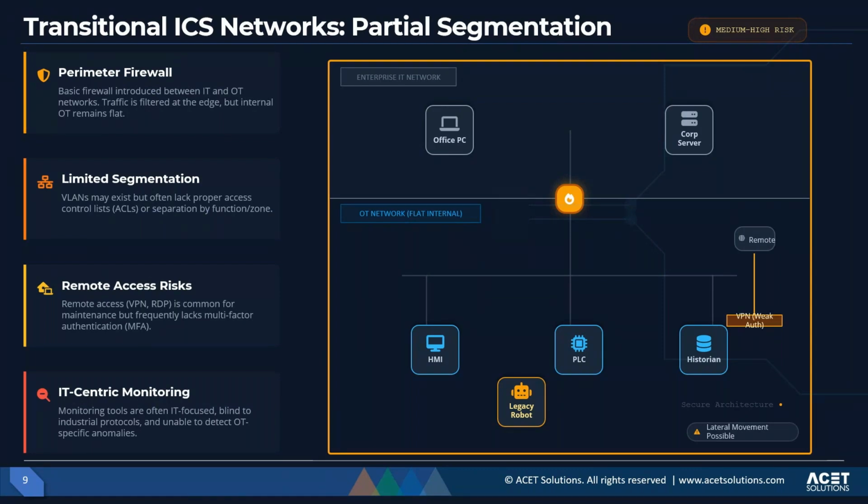So in summary, this transitional stage marks an improvement over a fully flat network, but significant risks remain. Security controls exist, but they are not yet sufficient to prevent lateral movement, remote compromise, or misuse of industrial devices. It is a necessary step in the journey, but not yet a truly defensible architecture.